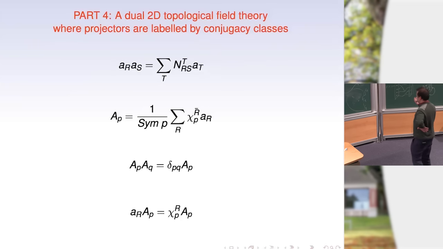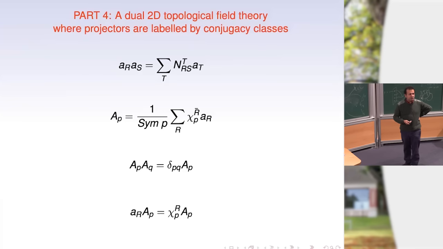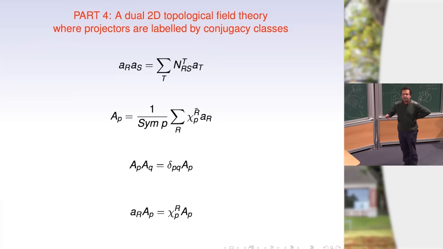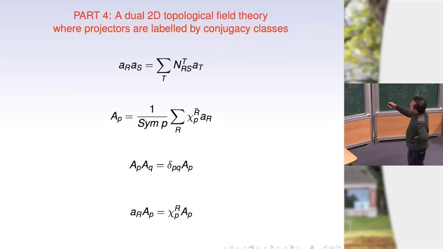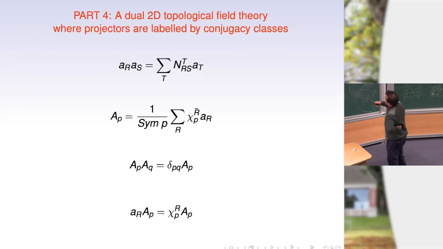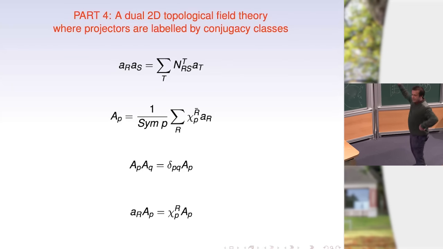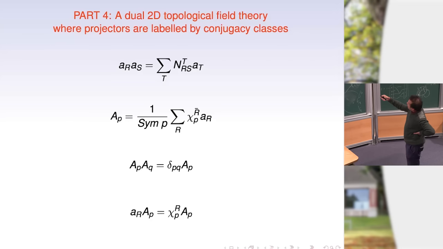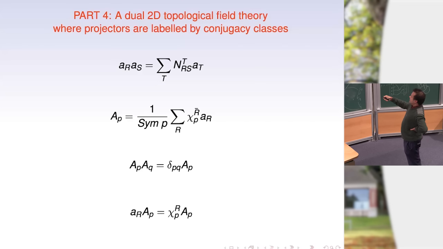Topological field theory in two dimensions is basically a Frobenius algebra. So you have to specify a basis for your algebra, some structure constants, pairing, and so on. Here are the elements of my algebra, I call them AR, AS, and I multiply them using the fusion coefficients. In this algebra, you can find projectors. Just like it was interesting to think about two bases before, the TPs and the projectors PR, now there's the ARs and the projectors AP. In this algebra, projectors are labeled by conjugacy classes. And you can write a formula.